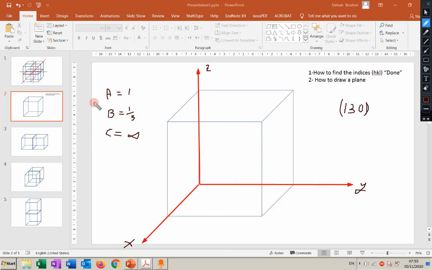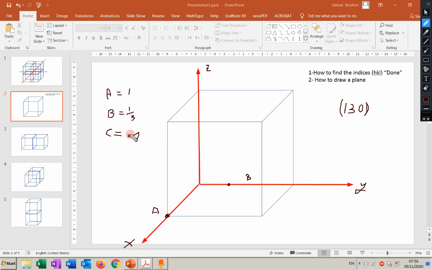Now, the intercept with the x-axis is 1. So this is the x-axis, positive, so this is A. This is the location of the intersection with the x-axis. B is 1 over 3. B represents the y-axis. 1 over 3, let's say somewhere here. We're roughly deciding where it is, but not just in the middle. It's 1 over 3, something here. This is B.